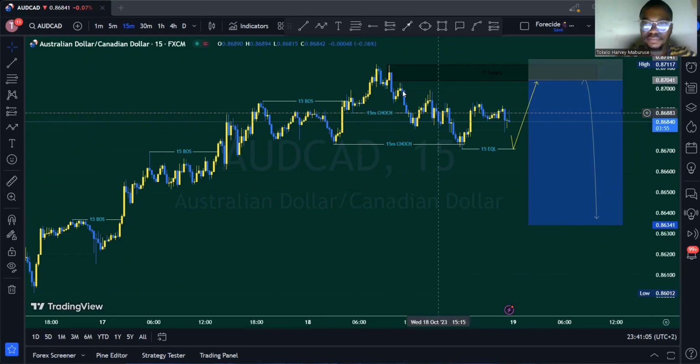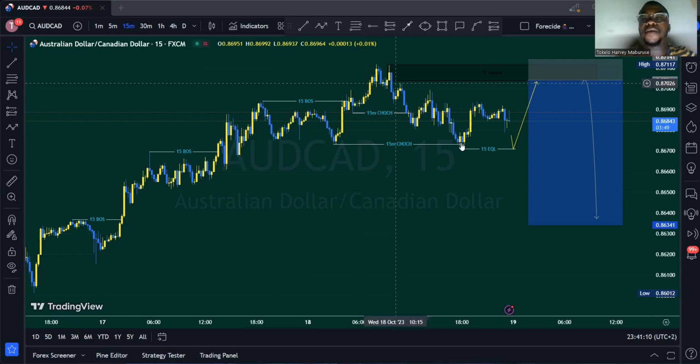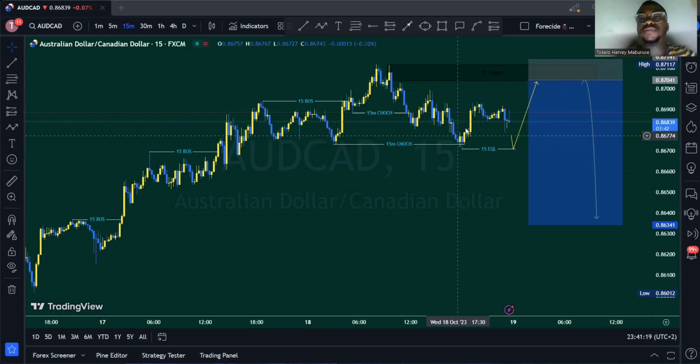So price made a nice sweep here. Orders were swept, and after making the sweep, price started to push to the upside. Now we have yet another distribution phase here because price is consolidating.